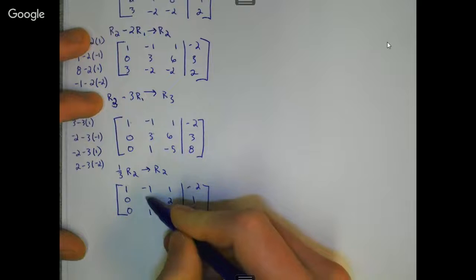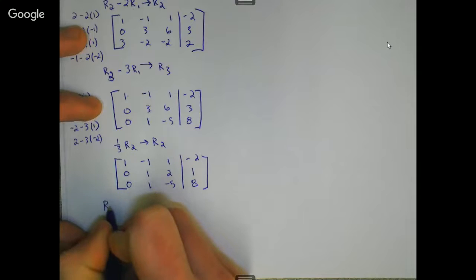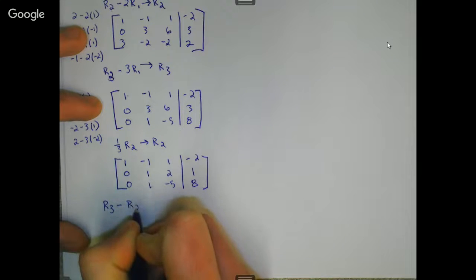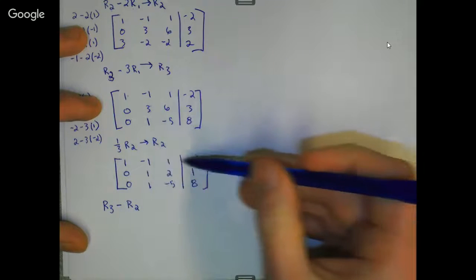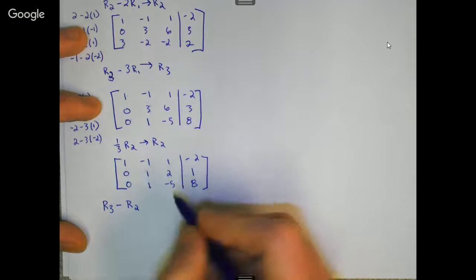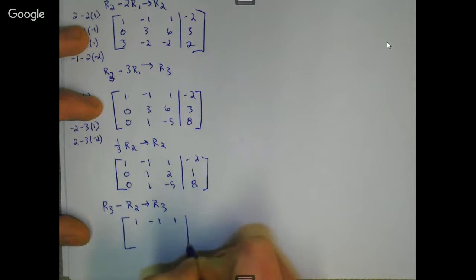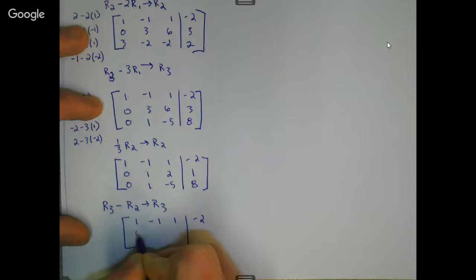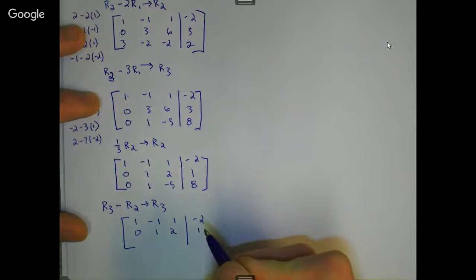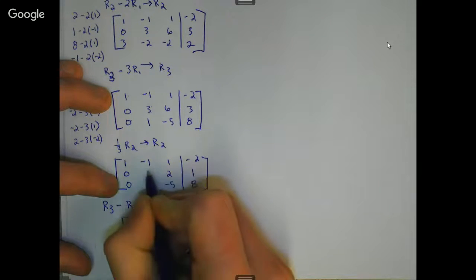So since this is my leading 1, this one below it has to be a 0. Well, since row 3 needs a change, we're going to subtract row 2. Now you can't use row 1 because that's going to change this 0 over here. You have to use the one with your leading 1. And we're going to put that back in row 3. So row 1 stays the same. Row 2 stays the same. And row 3 is getting subtracted. So that's 0 minus 0, 1 minus 1, negative 5 minus 2, and 8 minus 1.